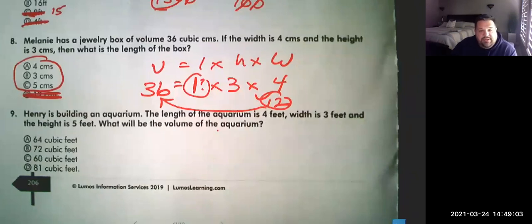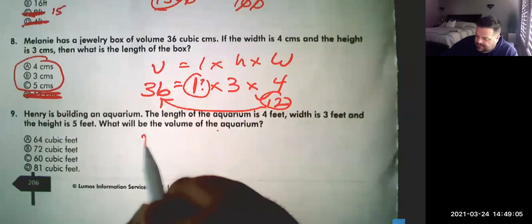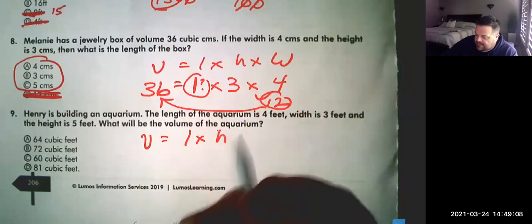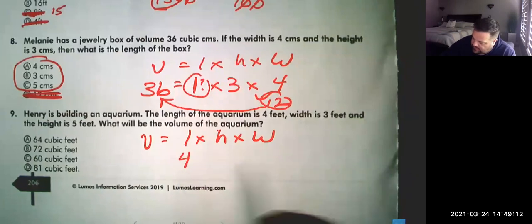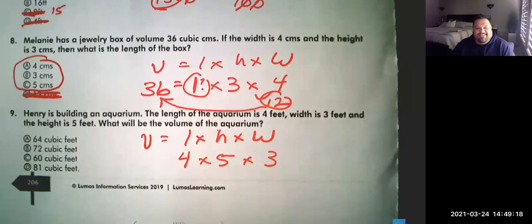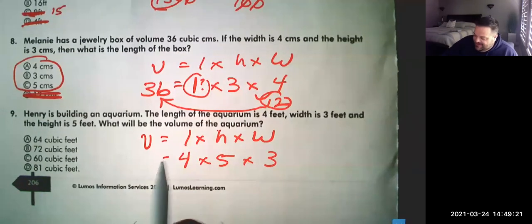Okay, so Henry's building an aquarium. The length, I always like to put my formula in here just because it kind of helps me. The length is 4. The width is 3 and the height is 5. What's the volume? This one's not, I was waiting for the trick in this one. Not really hard at all, right? That's just straight up using your formula. There's really no trick there.